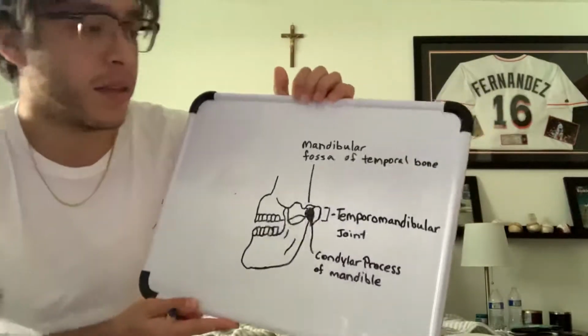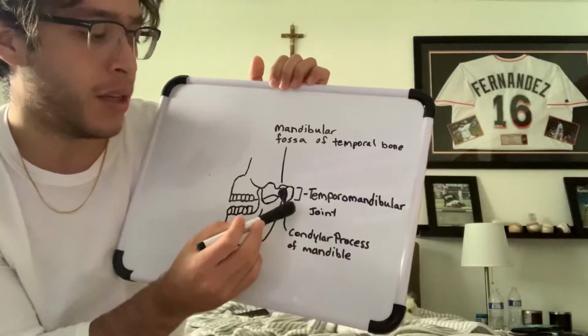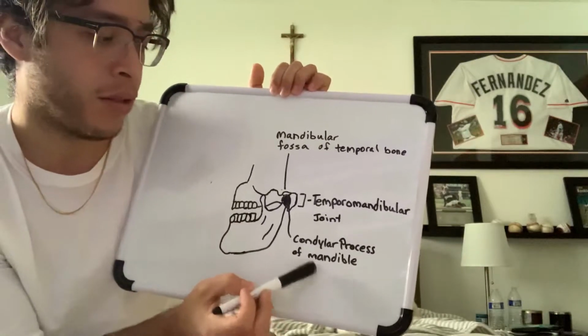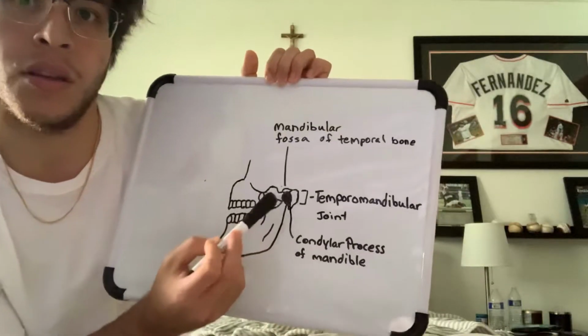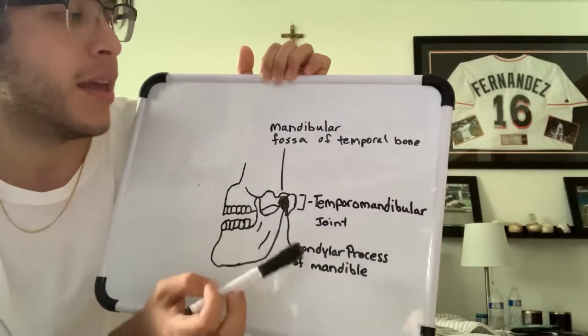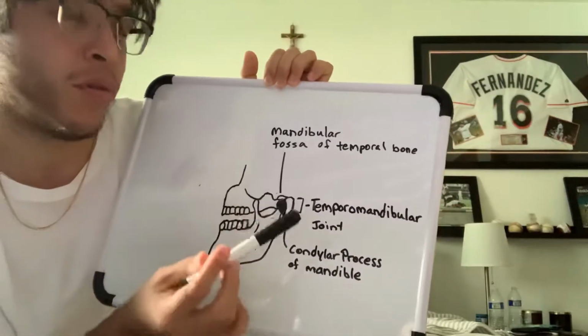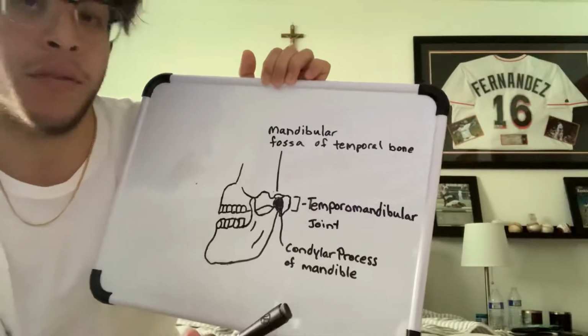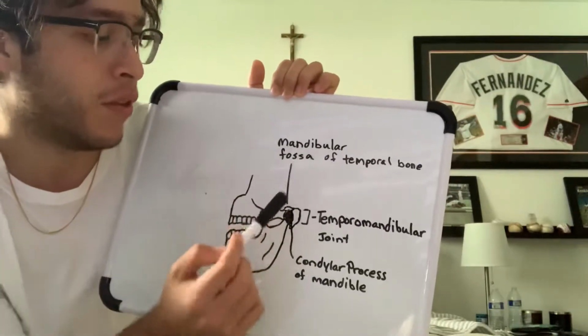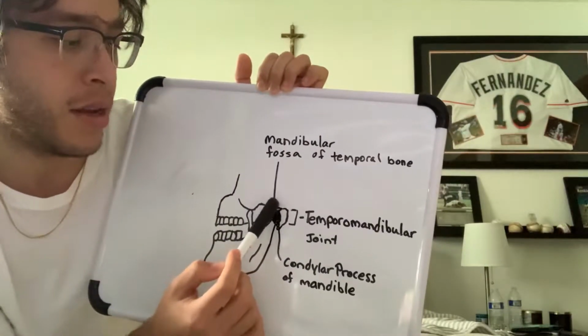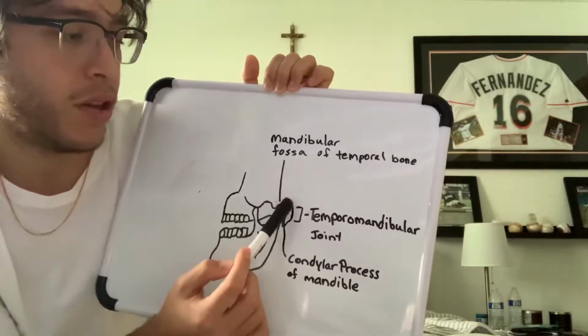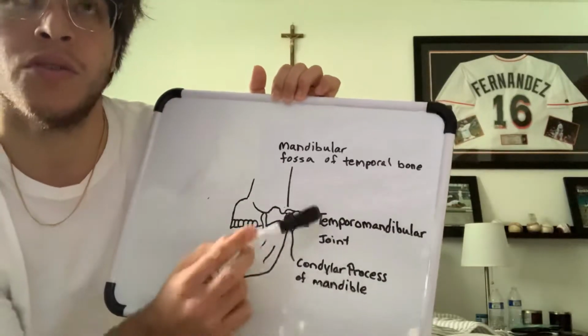So the TMJ is right in between the condylar process of the mandible, which is this right here, the dark spot in the middle, and the mandibular fossa of the temporal bone, which is the temporal bone of the cranium. And the mandibular fossa is this line right here. So the TMJ is right in between these two.